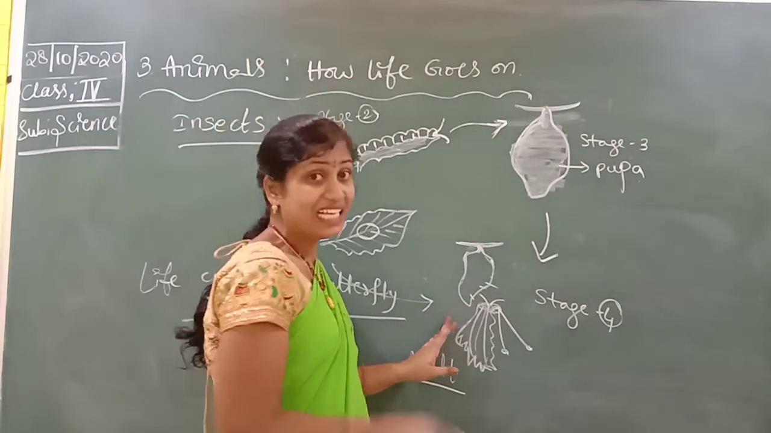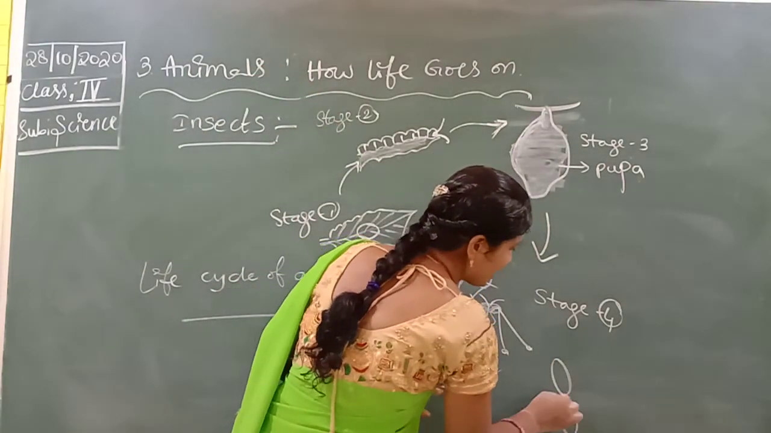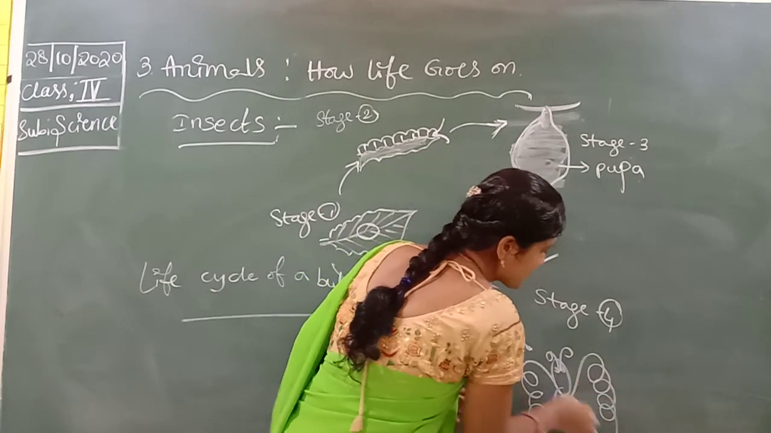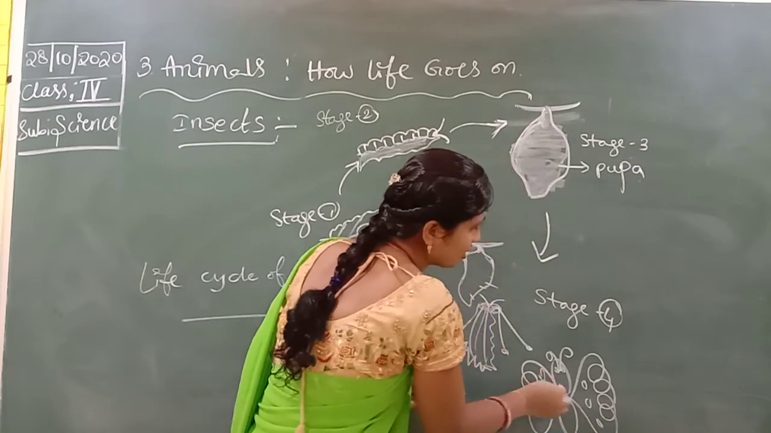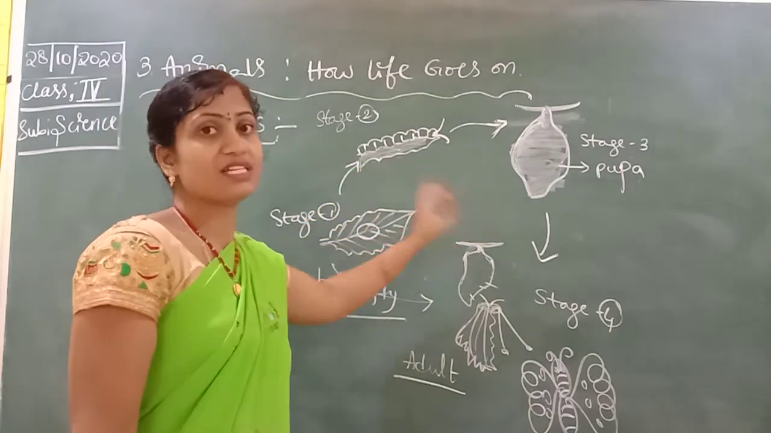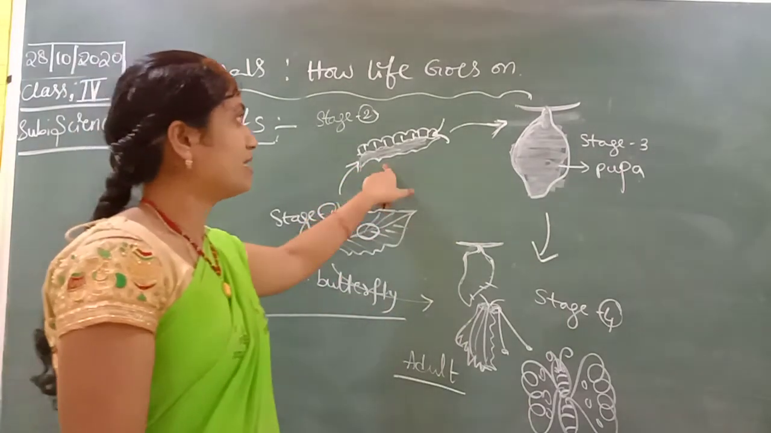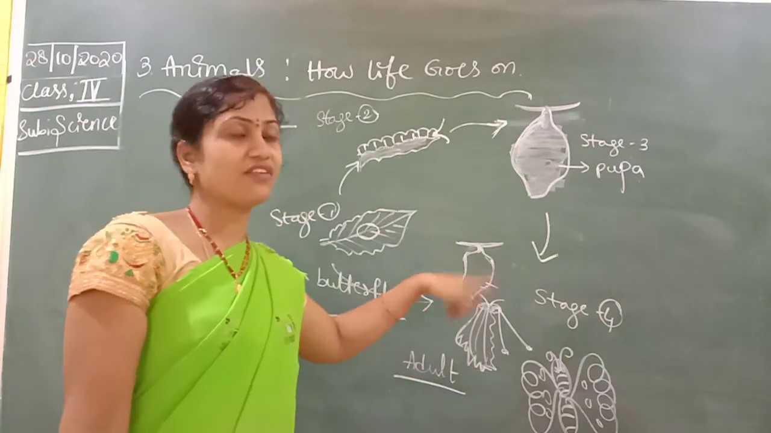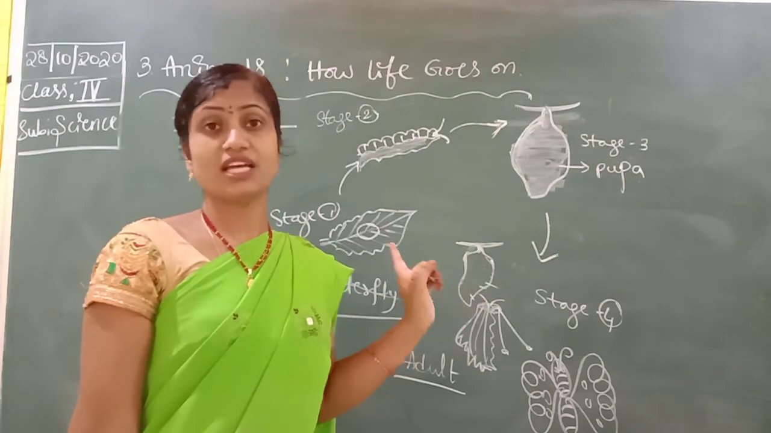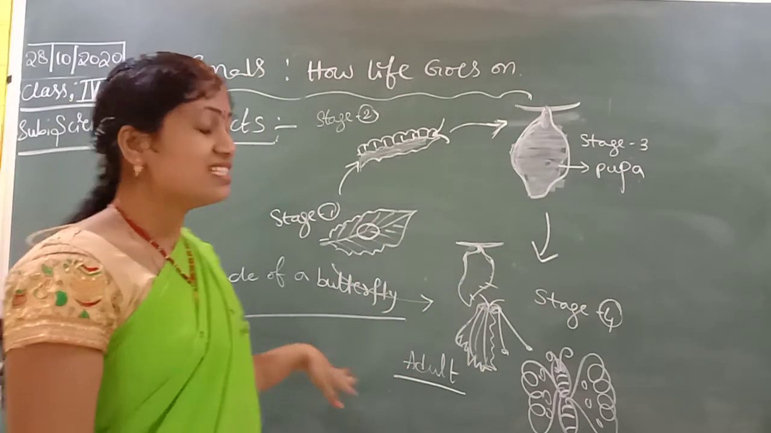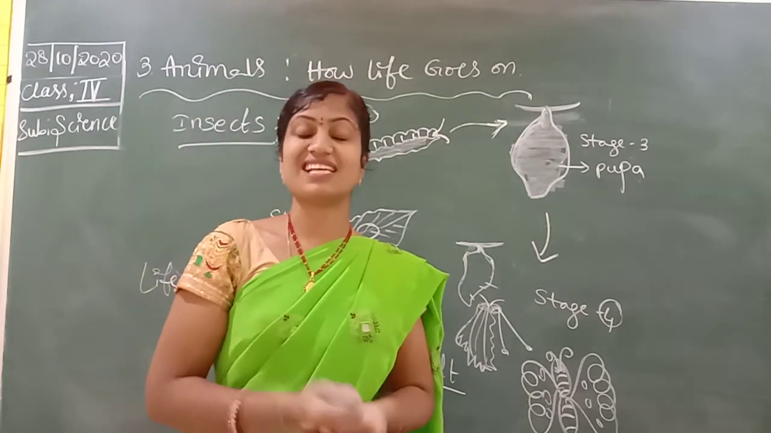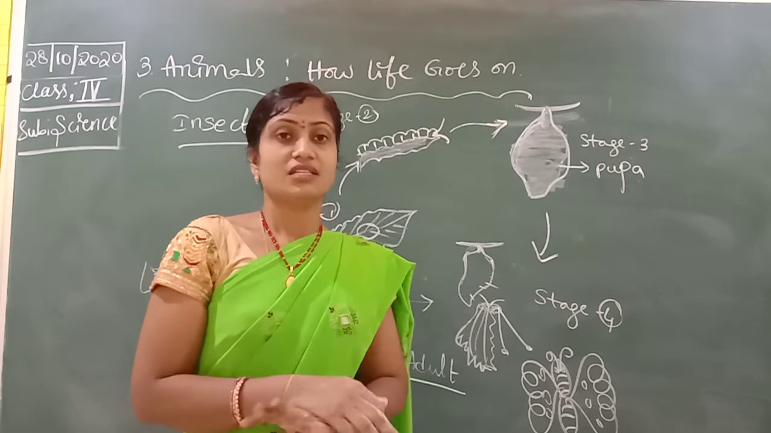In this textbook only half is given, but actually a butterfly looks like this, colorful. So the butterfly looks different from its parent, and the baby and parent are different here. In the nymph, the cockroach looks very similar to its parent. So these adult insects cannot look after their babies. They leave their babies.